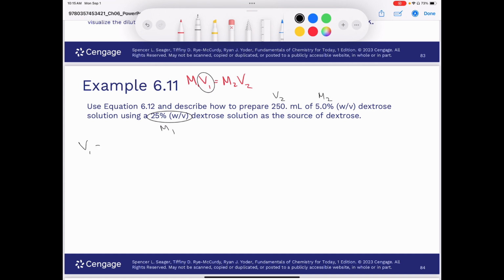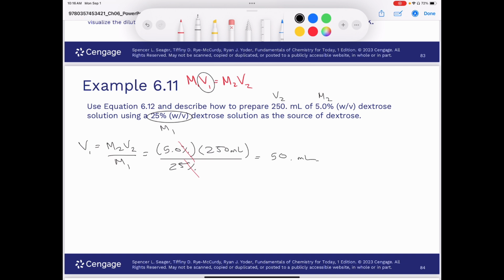So we're solving for V1. So we're going to write down our formula. V1 will be equal to M2 times V2 divided by M1, like this. So we have our 5.0% multiplied by our 250 milliliters. And then we divide that by our M1, which is going to be 25%. So we see that these cancel out. Again, probably don't need a calculator for this, but 5 times 250 gives us 1250, divided by 25, and that gives us 50. And so we'll put 50 milliliters down here.